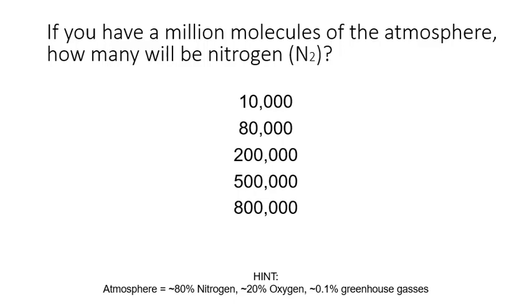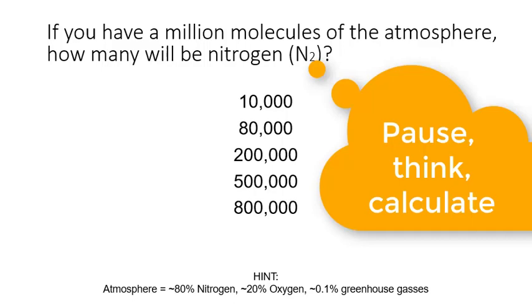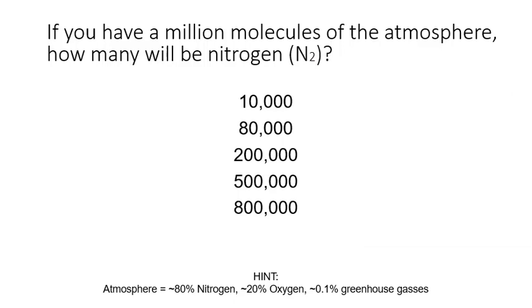Let's emphasize the composition of the atmosphere with a couple of questions. Here's the first one. If you have 1 million molecules in the atmosphere, how many of them will be nitrogen? Nitrogen makes up 80% of the atmosphere. 80% of 1 million is 800,000.